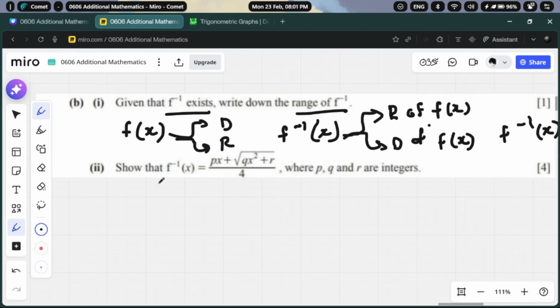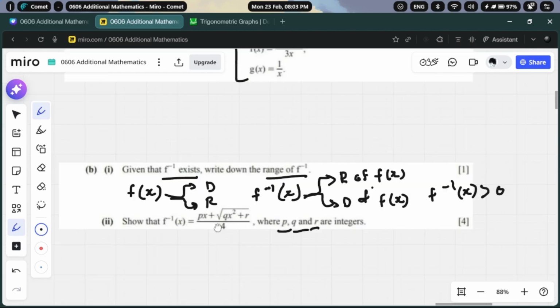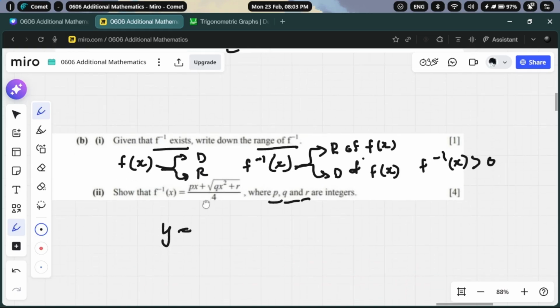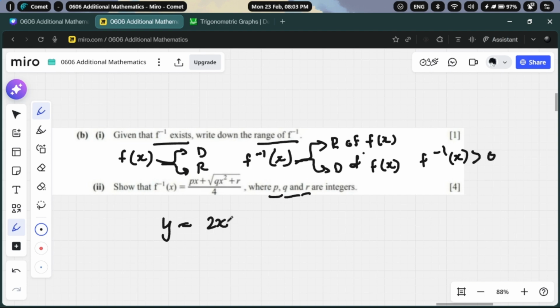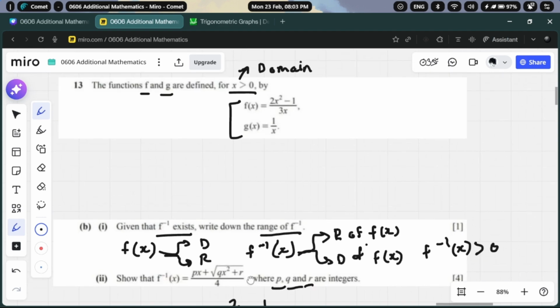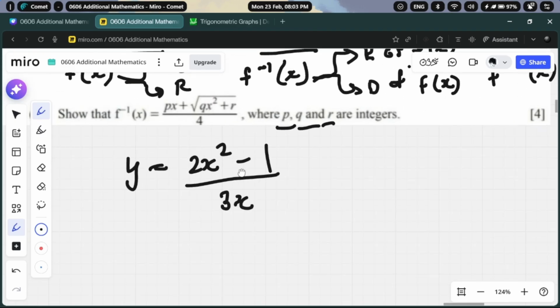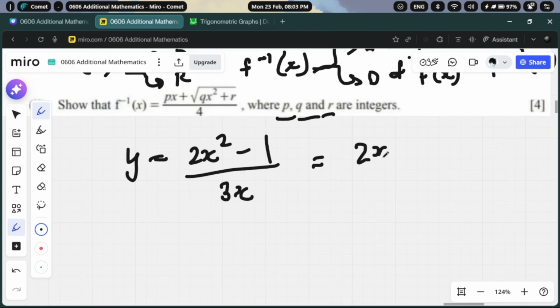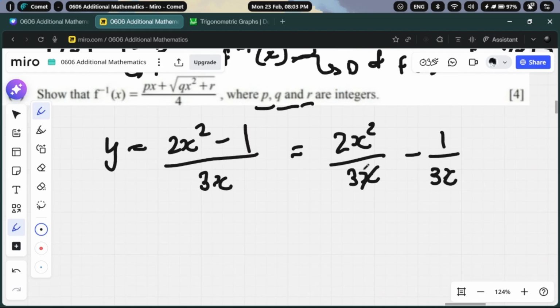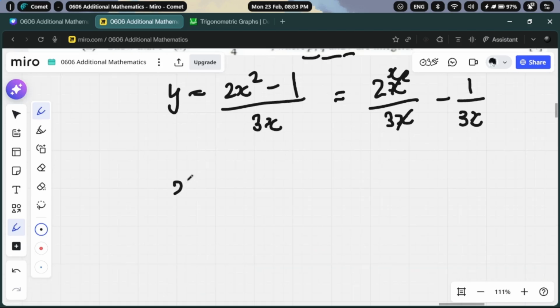Now moving on, you have to show that the inverse function is in this form where p, q and r are integers. The two terms first. So you have y is equal to 2x squared minus 1 over 3x. So you can rewrite this as 2x squared over 3x minus 1 over 3x. And you can cancel the x's out, so you get 2x over 3. And then you can swap the x and y. So you get 2x is equal to 2y over 3 minus 1 over 3y.